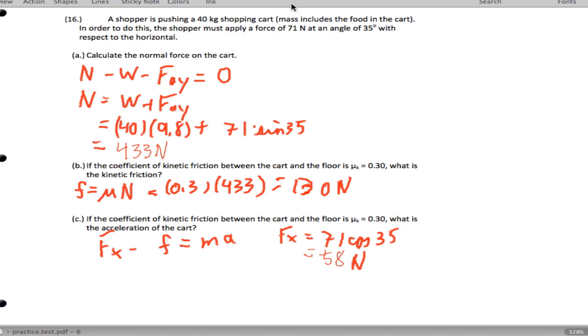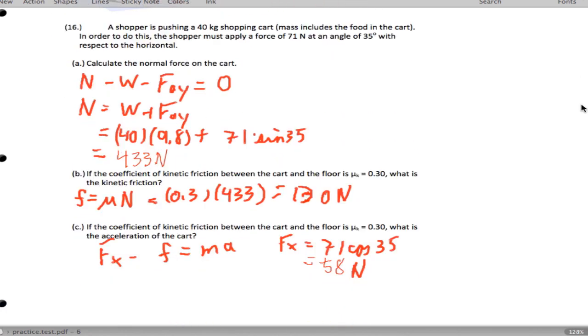And we know that here, the friction force, I don't know if this is a possible problem to do. Let me make absolutely sure that I've got this right. Because when I'm looking at these numbers here, if I've got 71 cosine 35, that is not going to work out for me. So I do not know where we got this number from, but this problem is clearly flawed. This is impossible. Why is it impossible? Because I have a friction force of 130 newtons, and I have an applied force of 58 newtons.